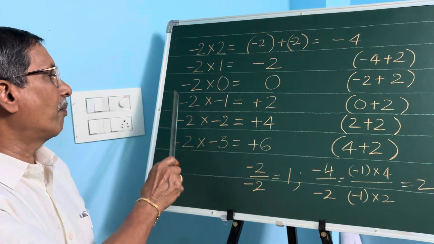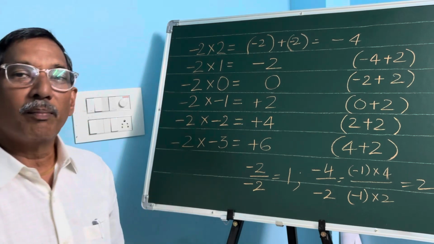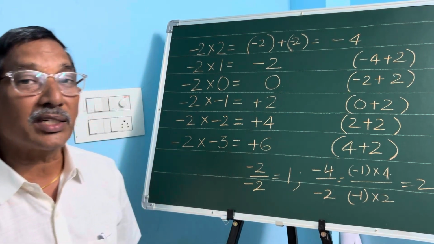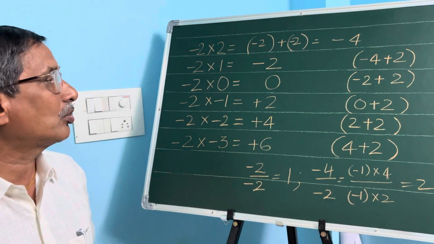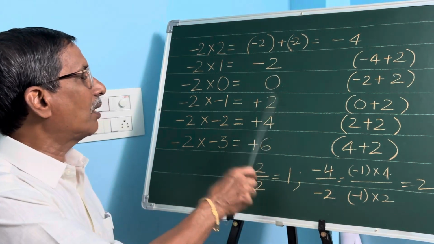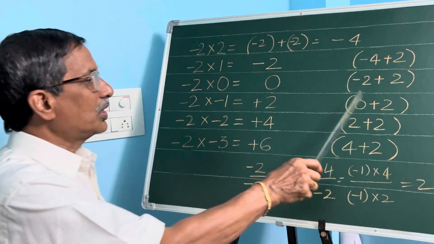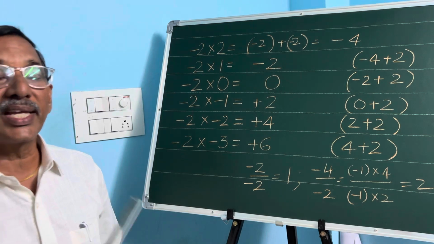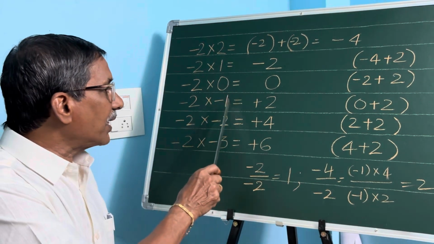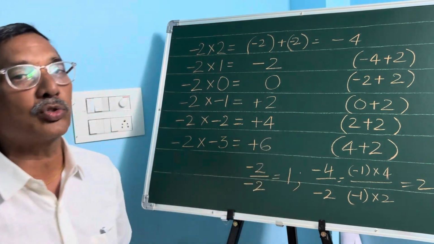Coming to the next one, minus 2 into minus 1. Again, the multiplier is decreased by 1, so the product must be increased by 2. We have to add 2 to 0 to get the product. 0 plus 2 is 2. So minus 2 into minus 1 is 2, because the multiplier is decreased by 1 and the product should be increased by 2.